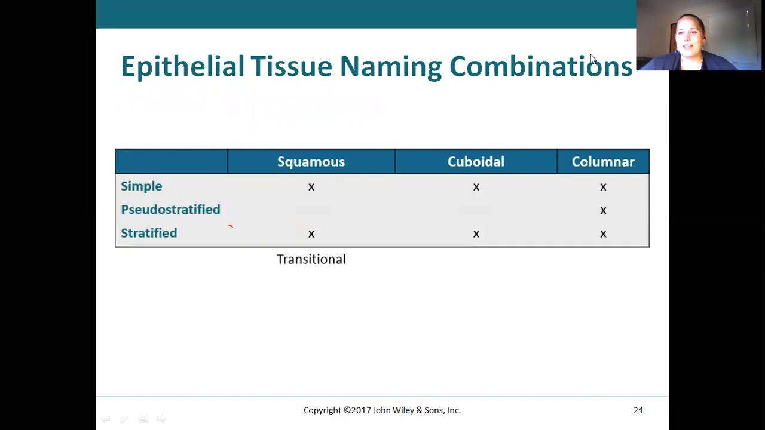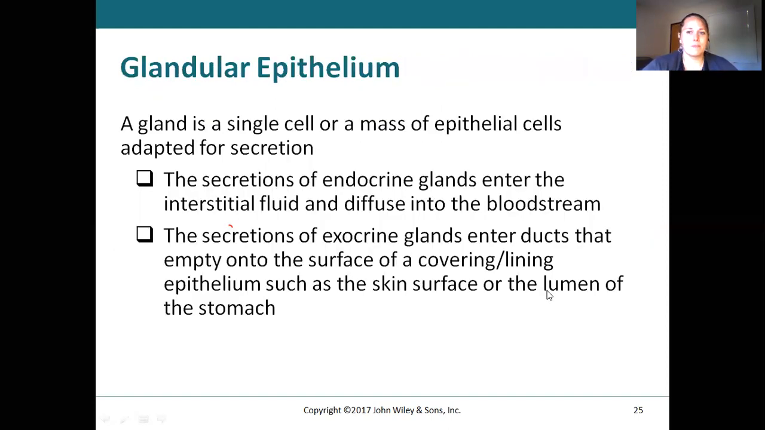So epithelial naming combinations. Like I said before, the combinations accrue more quickly than you can imagine. So you can have simple squamous, simple cuboidal, simple columnar. Pseudostratified tend to just be columnar, so you kind of get out of the squamous and cuboidal nomenclature there. And then stratified, you can have squamous, cuboidal, and columnar. So those combinations add up very quickly, but in each one of those, the structure lends itself to the different function. And if you go through the table in your book, you'll see some of those different functions.